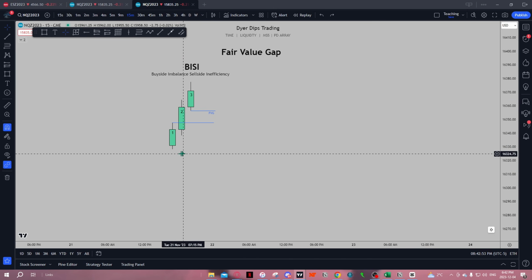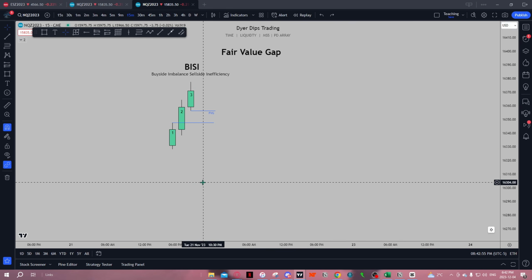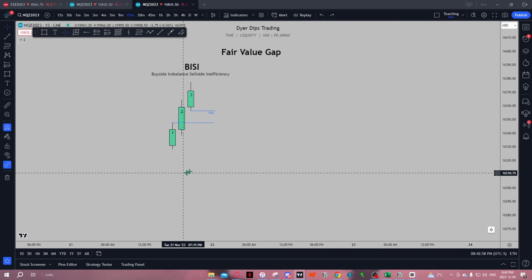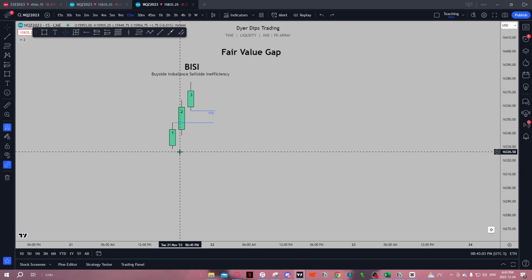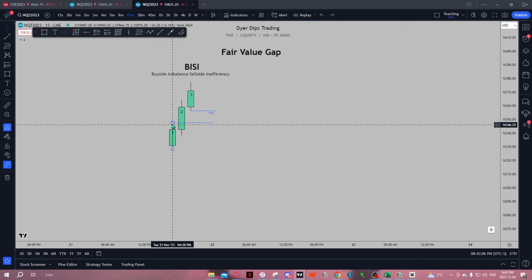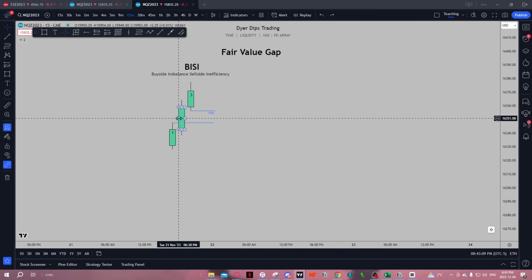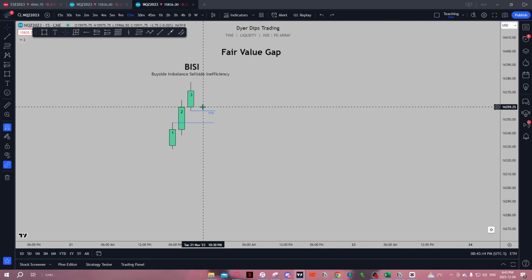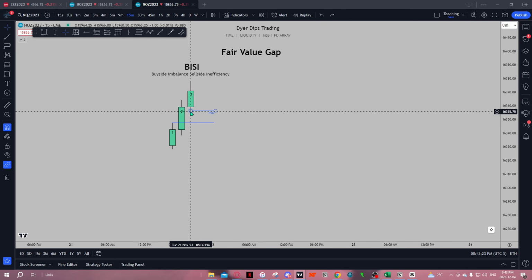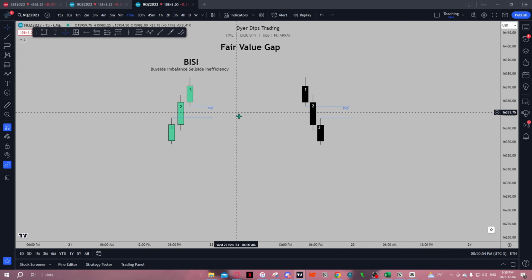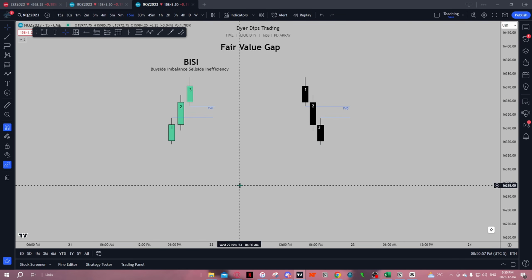Now, any fair value gap is going to require 3 candles in order to determine if it is in fact a fair value gap. And for BISIs or bullish fair value gaps, you're going to need candle 1 to close, then you're going to need candle 2 to trade above candle 1's high, which would be right here, and close above candle 1's high, and then you're going to need candle 3 to trade into candle 2, but not to or through candle 1's high. So as you can see, the gap from candle 3's low to candle 1's high is going to be your fair value gap.